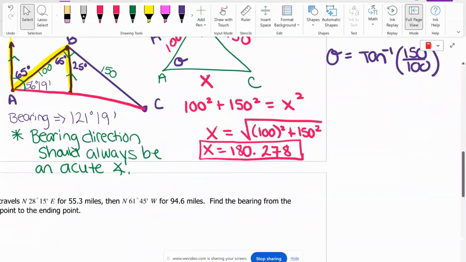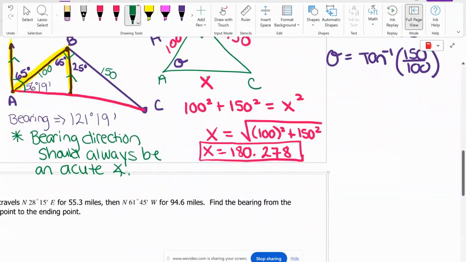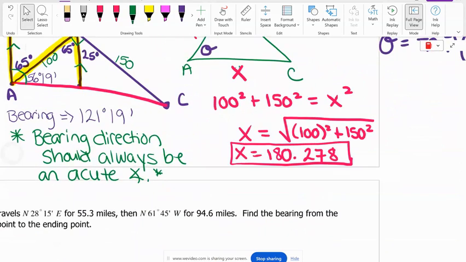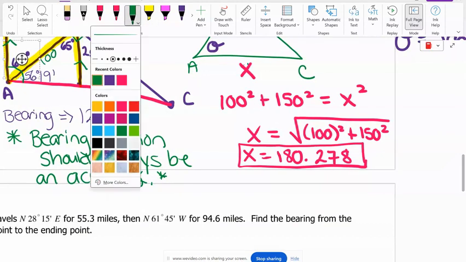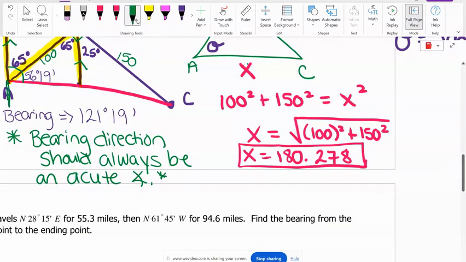So what does that mean? Bearing direction should always be an acute angle. Well, 121 is definitely not an acute angle. So what we did was we took the bearing from the north line. But wouldn't there also be another bearing from the south line? So that's the one we want, because that's going to make it the acute angle. So if I extend this, and now I want this angle, call it Y, I want that bearing from the south line to south.